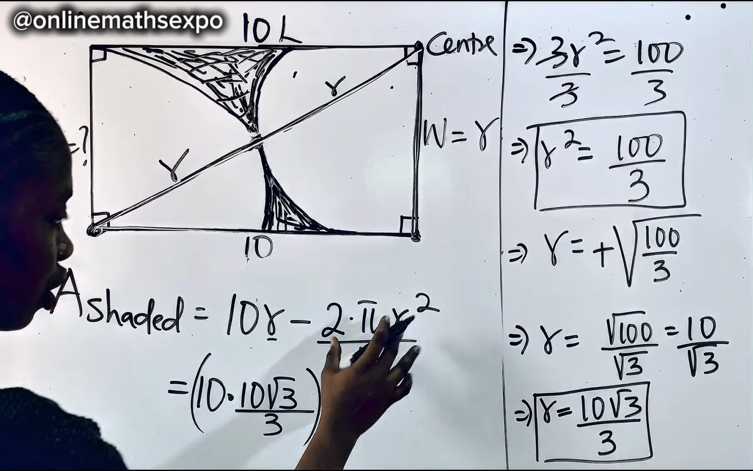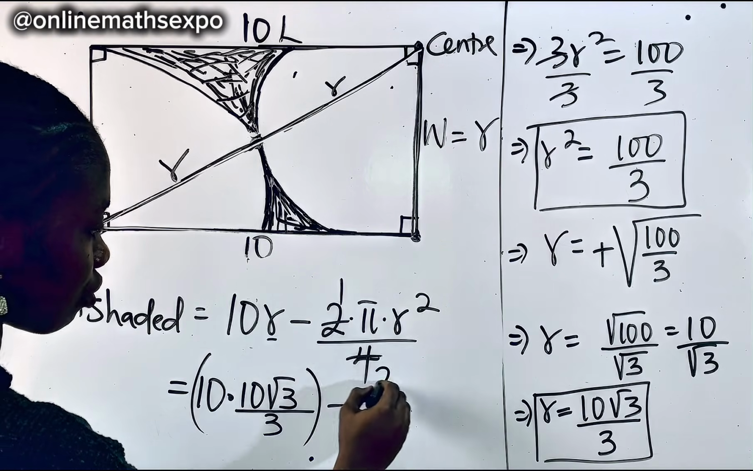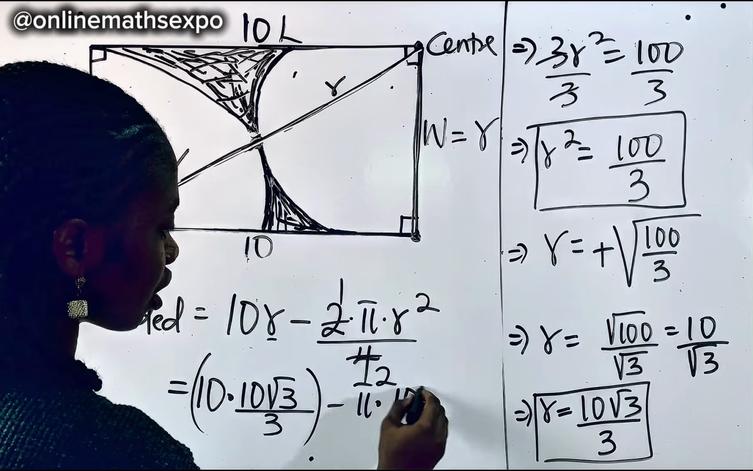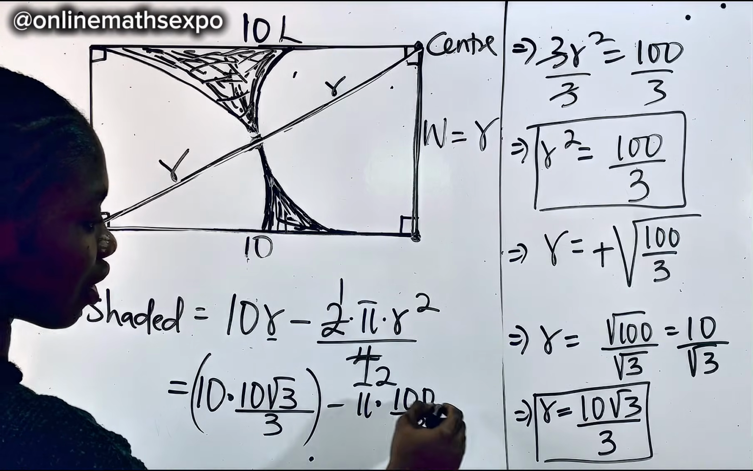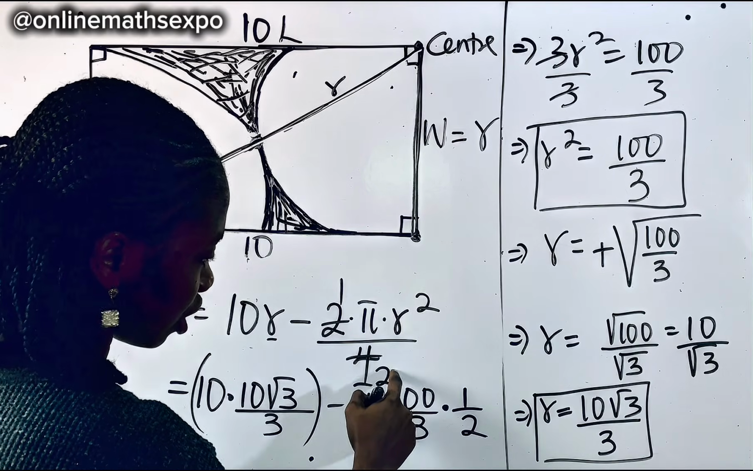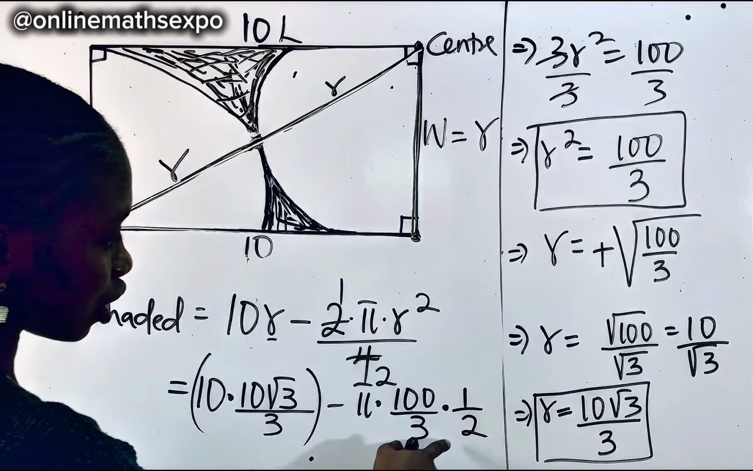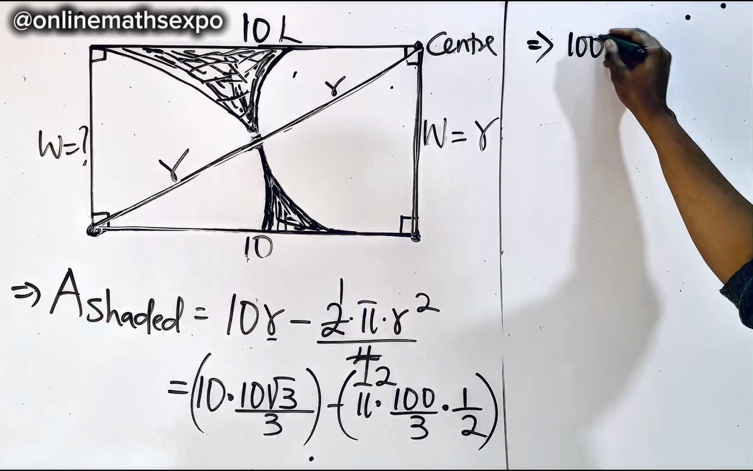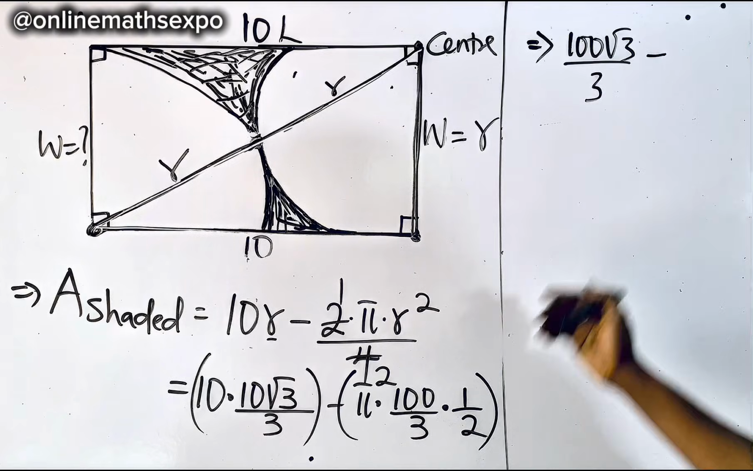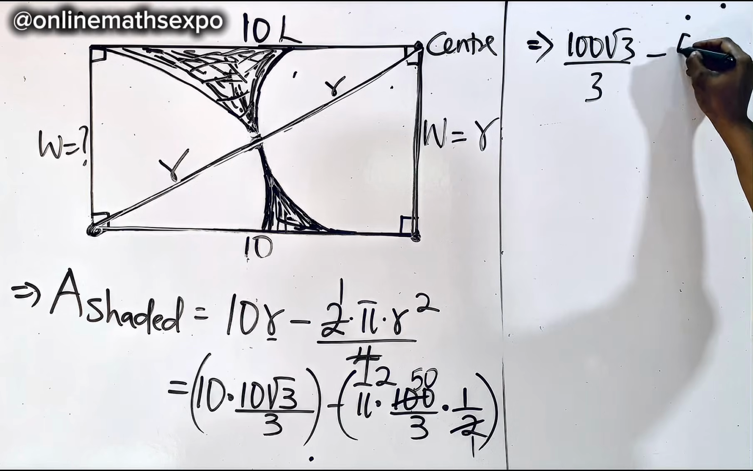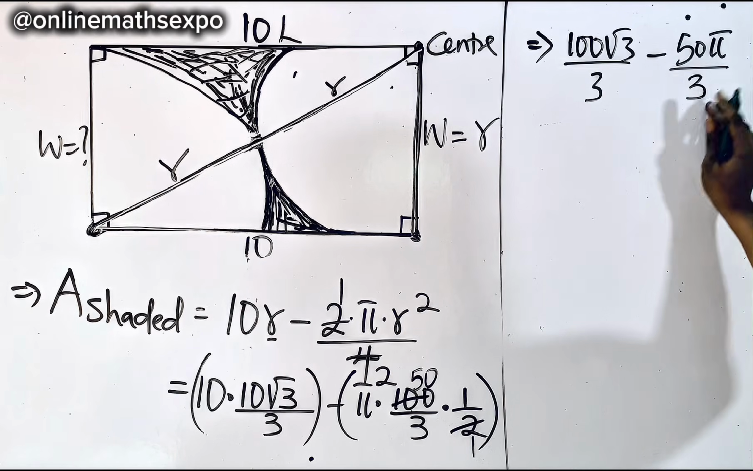Then minus, for this we are going to have 2 over 4, which is 1 over 2, and then pi multiplied by R squared, which is 100 over 3. Now dividing by 3 is just reciprocating it. So it's just like multiplying by 1/3. Each time you divide, you reciprocate. So this is what we have. Remember these are together. So this times this gives us 100 root 3 divided by 3, minus, for this it is going to give us 2 over 4 is 1 over 2, 100 over 2 is 50. So we have 50 pi divided by 3.